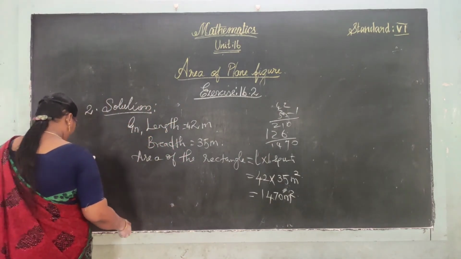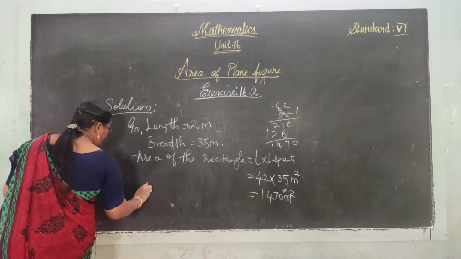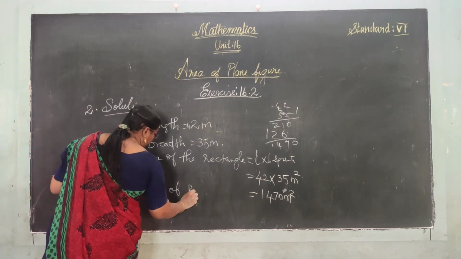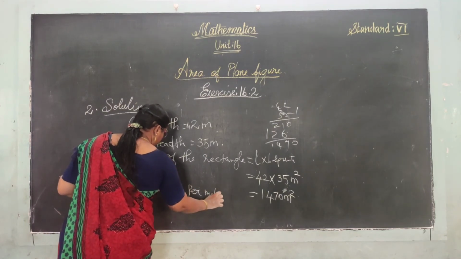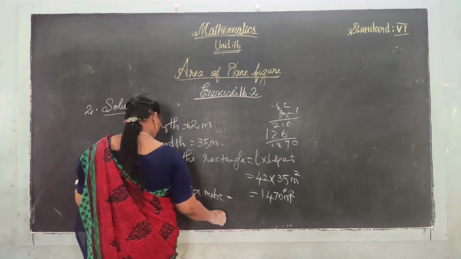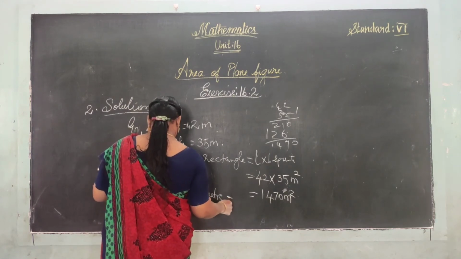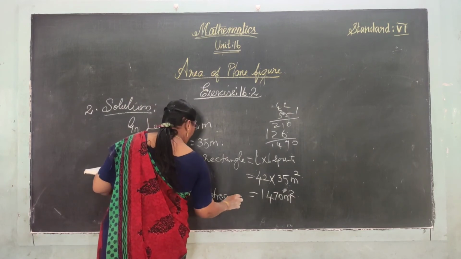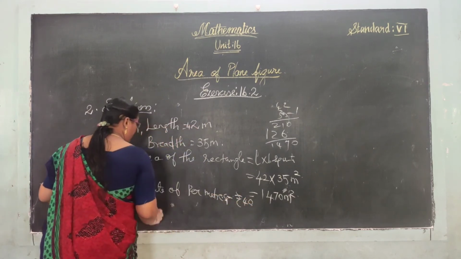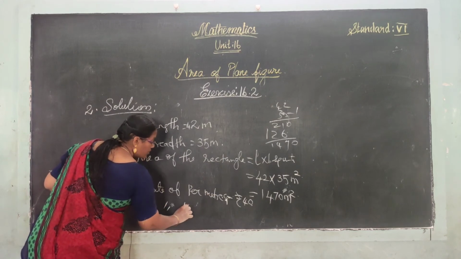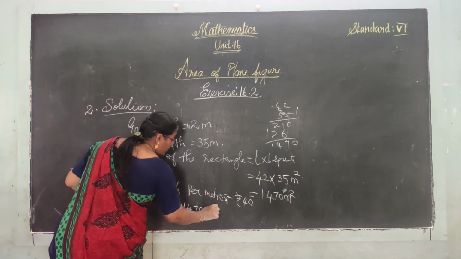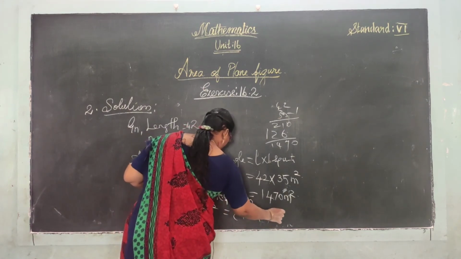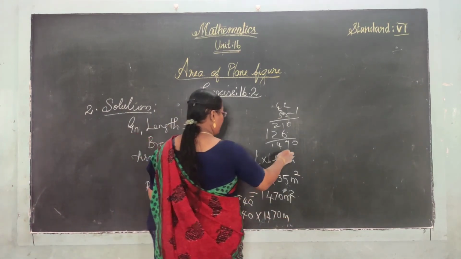So rate of rupees 40 per meter square. Meter square is equal to rupees 40. So the rate of 1470 meter square is equal to rupees 40 into 1470. Now multiply by 4.